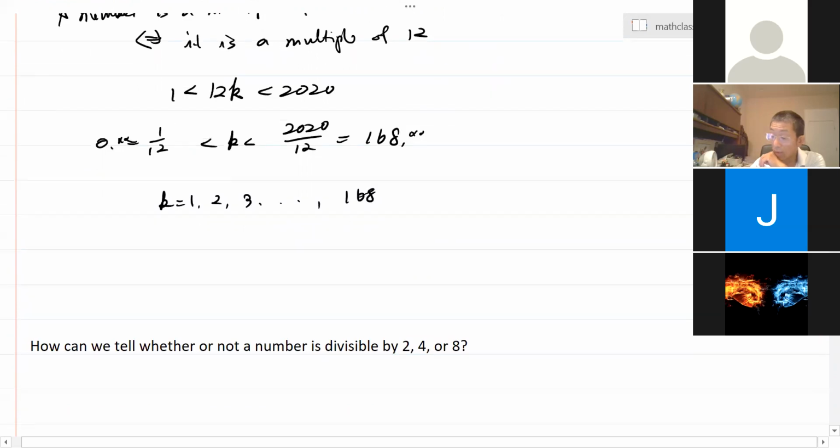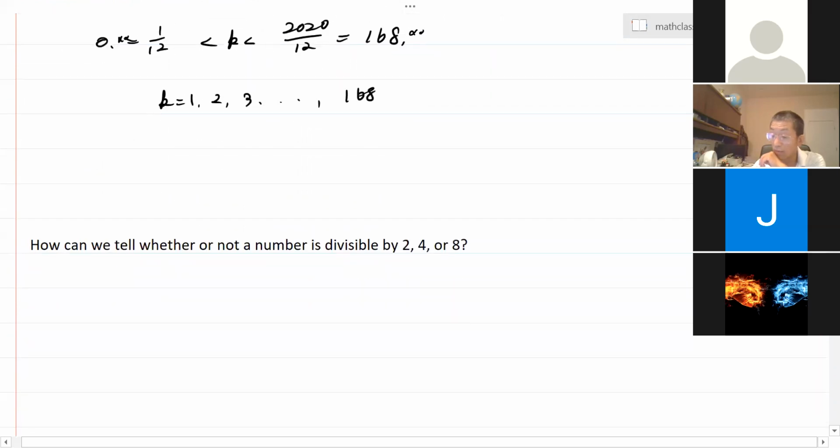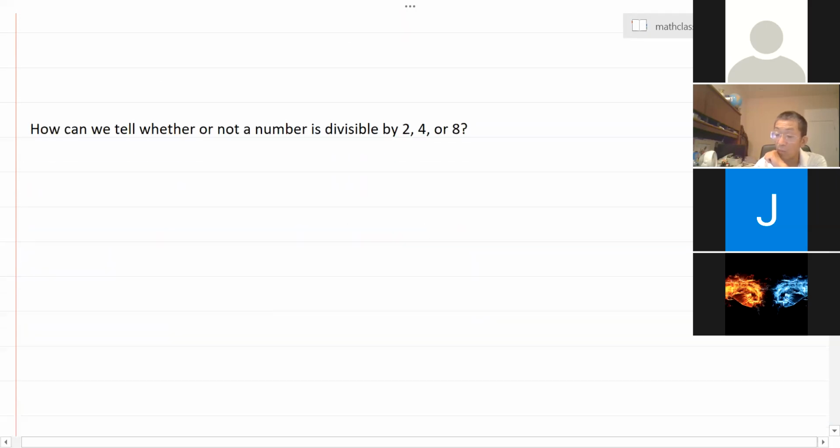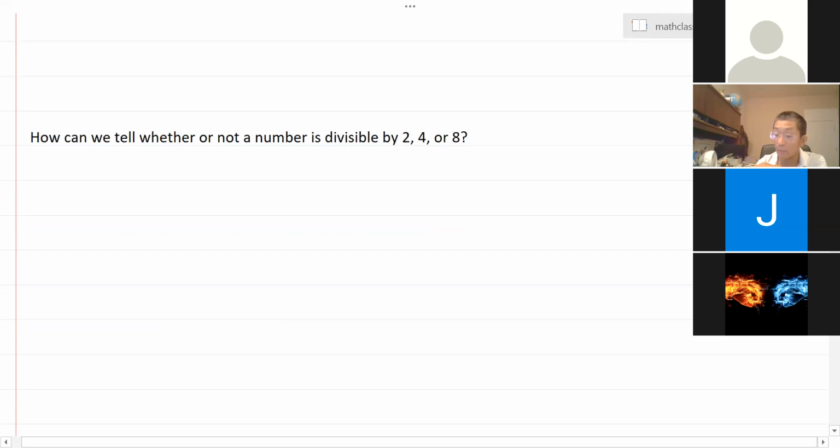But let's do this a little bit more complicated: divisible by 2, 4, and 8. We are going to check whether a number is divisible by 2, 4, and 8. Okay, let's discuss this first. A number is divisible by 2 if and only if the unit digit is divisible by 2.